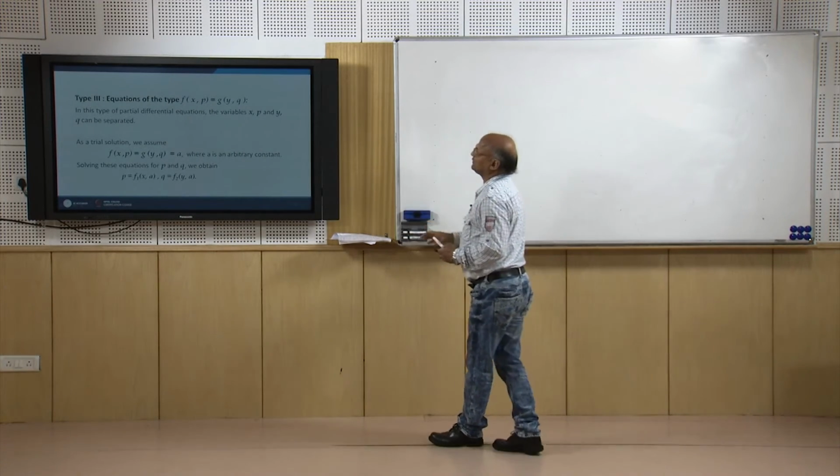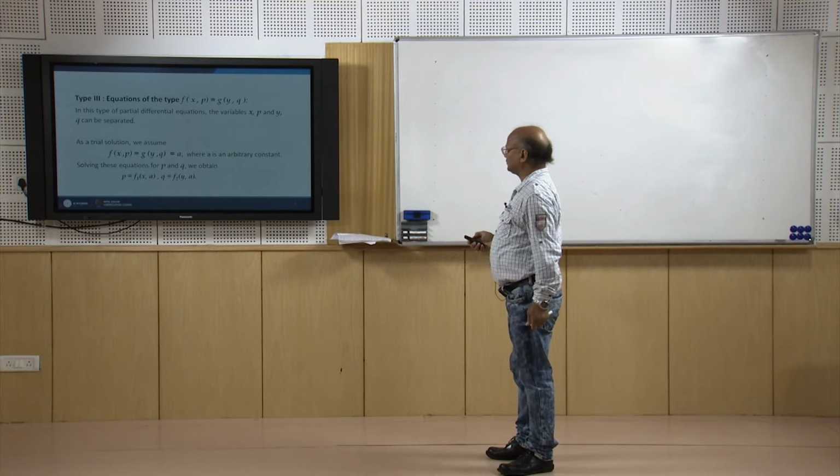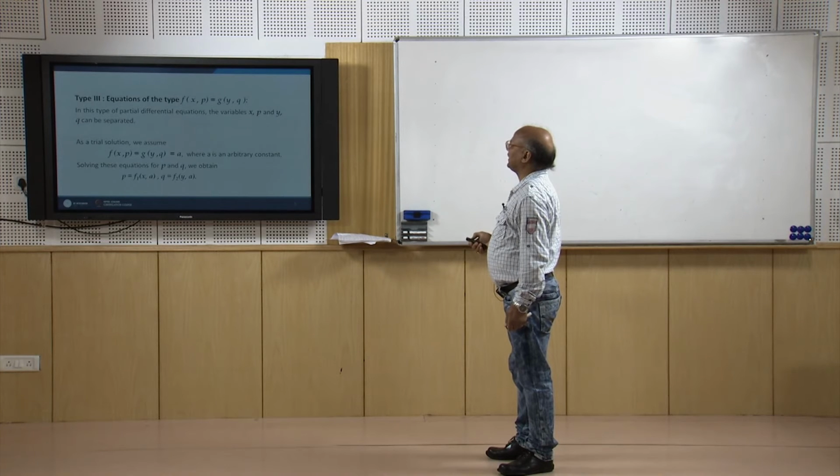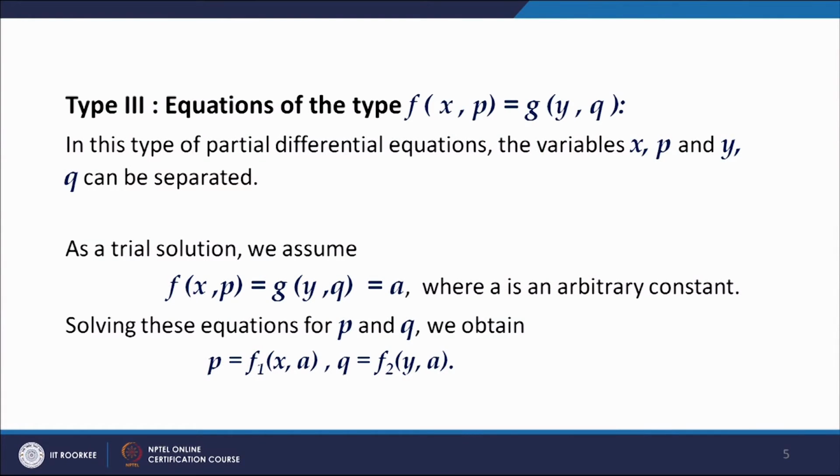So here we consider those types of partial differential equations such that the variables x, p and y, q are separable, they can be separated. So in this type of partial differential equations, the variables x, p, y and q can be separated. That means on one side we will have the expression involving x and p, on the right side we will have expression involving y and q, which we can write as f function of x and p equal to some function of y and q. Now as a trial solution we will assume that f x p equal to g y q is equal to some arbitrary constant, let us say a, and then we will have f x p equal to a and g y q equal to a.